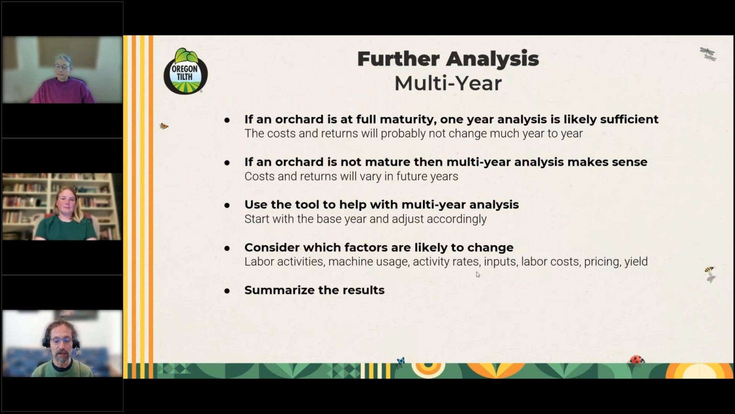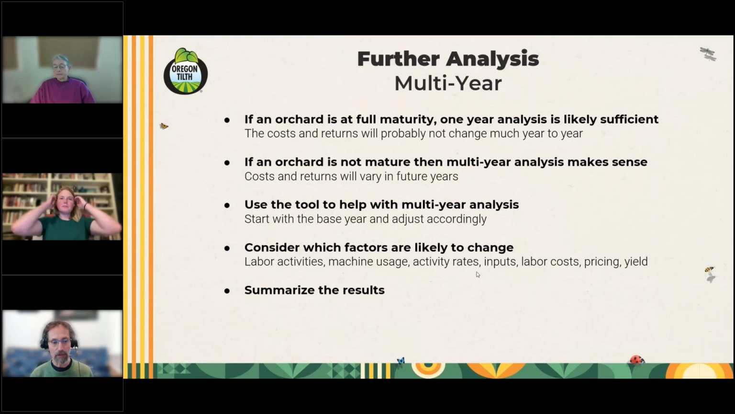And in particular, the expectation is that the total pounds, the yield, is going to increase as the trees mature. And so you're able to use the tool to do this kind of multi-year analysis. It's essentially you start with a single year analysis, and then you just repeat that process, projecting out into the future, considering which factors are likely to change.